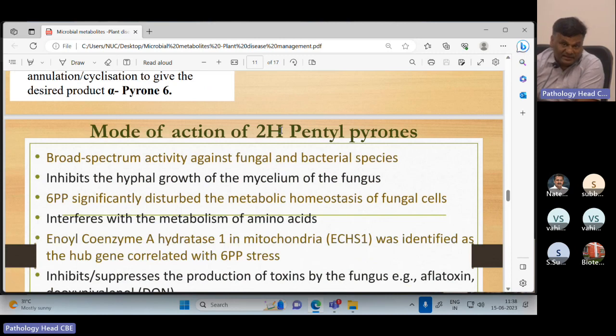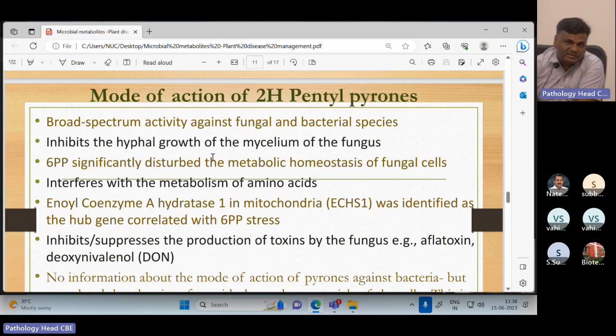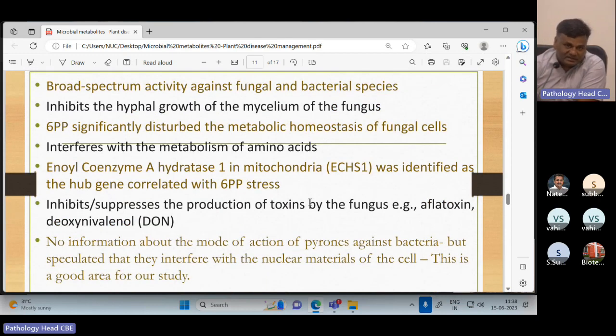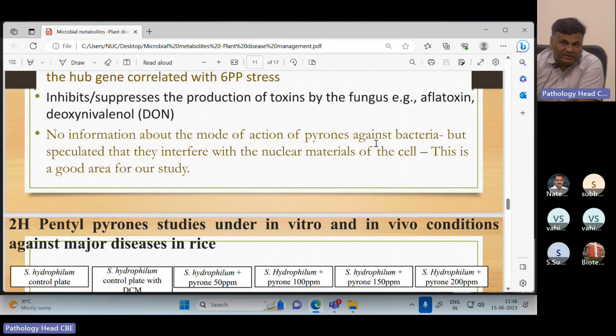And then the other approach: of course, I have given the mode of action of 2H pentopyrrole. It mostly inhibits the mycelium, and it creates metabolomic hemostasis. That is, it disturbs the metabolomic pathway of the target pathogens. Then it is restricting the mitochondrial enzyme synthesis also. And even this was found to reduce the toxin production by the compound. This is how it is very effective against the false smut pathogen.